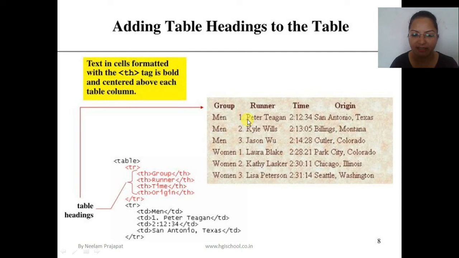Then the second td is 1.1 point, first Peter Tegan. Then the third td is 2 hours 12 minutes 34 seconds. Then the fourth td is San Antonio, Texas. Okay, and the table row is closed. In the same way you can write code for all other rows. Got it? Here they have explained only two rows, the first row and the second row.